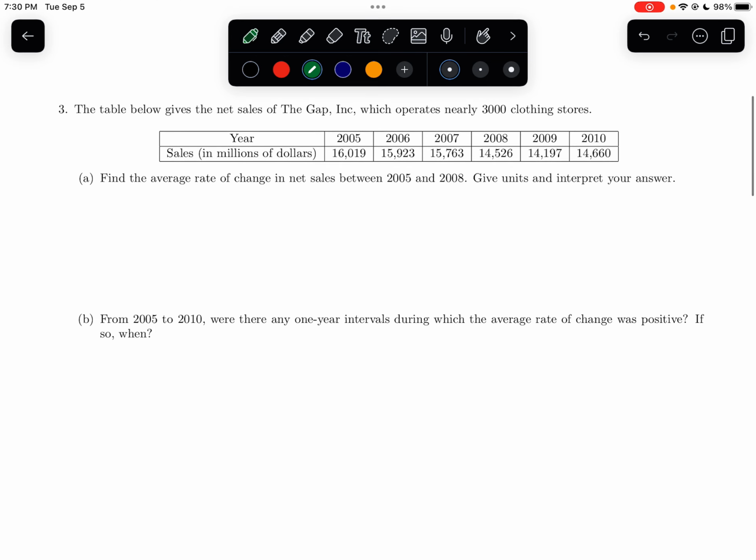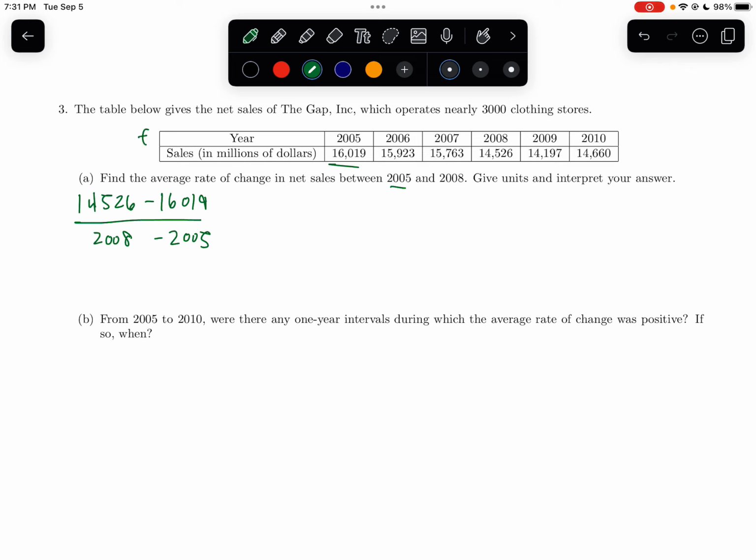For question 3, we're first going to do the average rate of change from 2005 to 2008. So this would be the output value from 2008, so 14526, minus the output value from 2005, and that is this number, 16,019, divided by 2008 minus 2005.